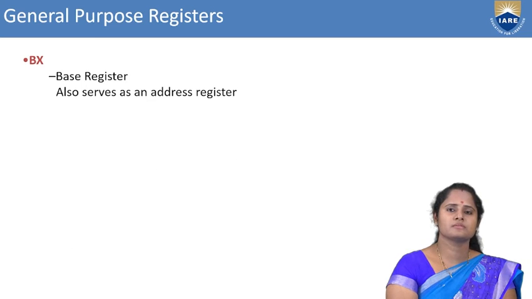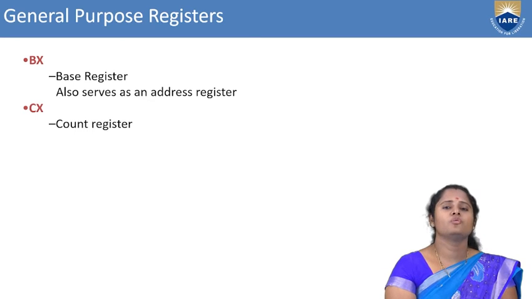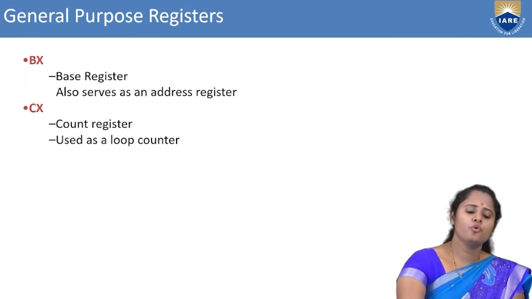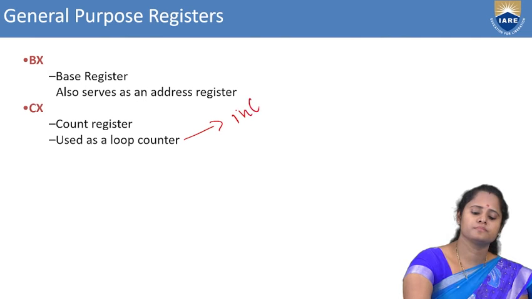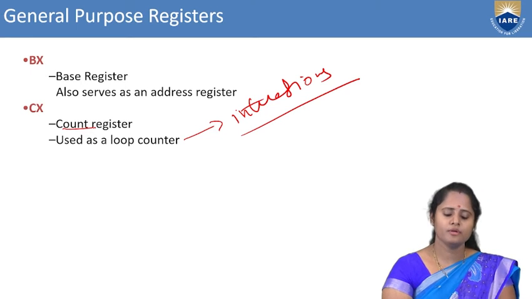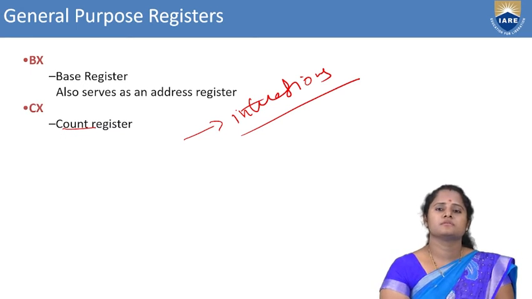Next, the BX register. BX is a base register. It serves as an address register. Next, CX is nothing but a counter register. It is used as a loop counter. That means if you need to go for iterations, in those cases you need to give a count. That count can be given in the CX register.